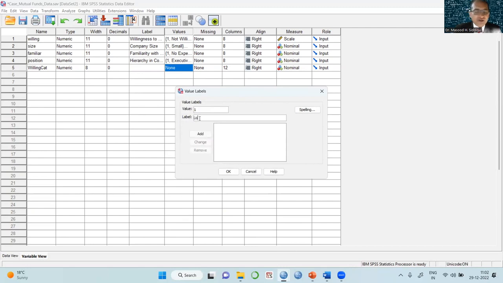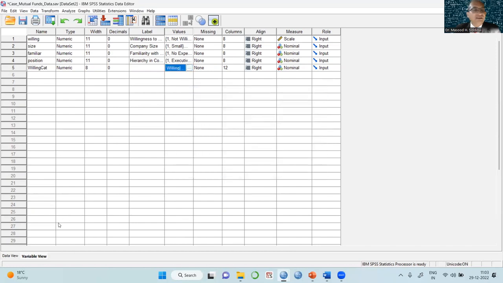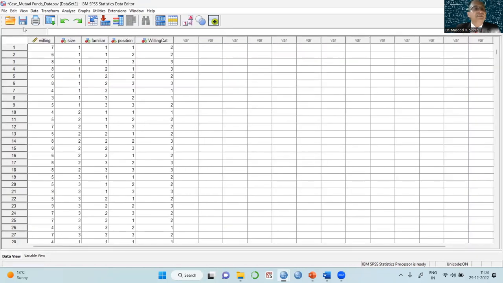So one is actually the low willingness, and two was medium willingness, and three was high willingness, right? We will be adding. So we are defining all these variables and save the data.